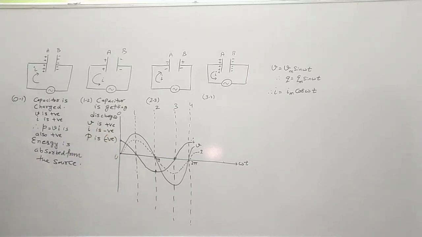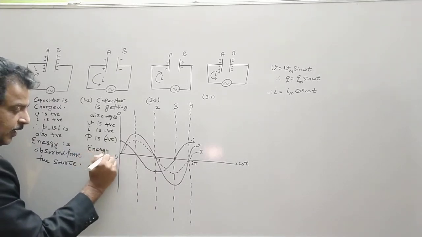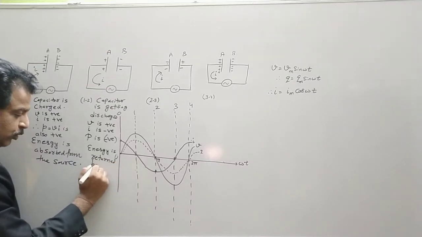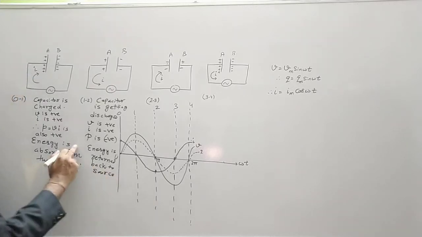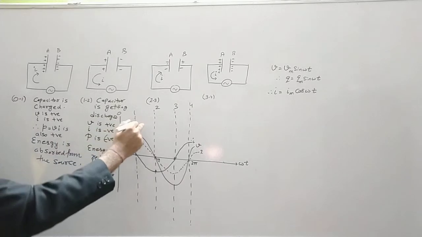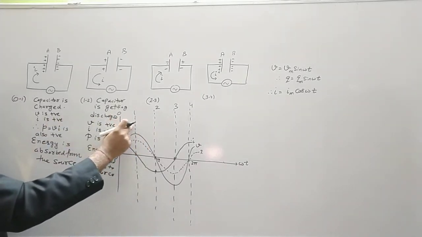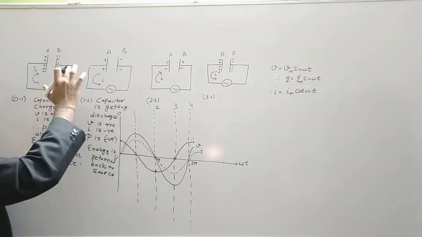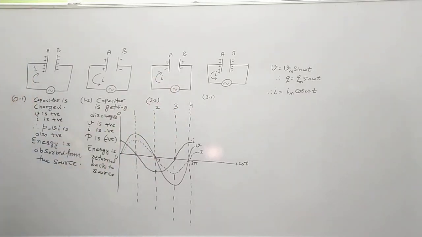But you see I is negative, so P is negative. And when P is negative, the energy is returned back to the source. So in the first half, it absorbs energy from the source. In the second quarter, that is T by 4, T by 4, so in 1/4 time period it charges and then it gets discharged. So charging, discharging.